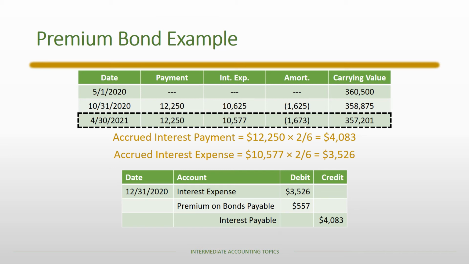Absent any rounding, we could also take the amortization amount, 1,673, and multiply it by 2/6 and arrive at that same number.